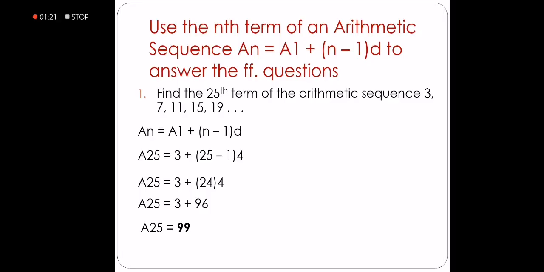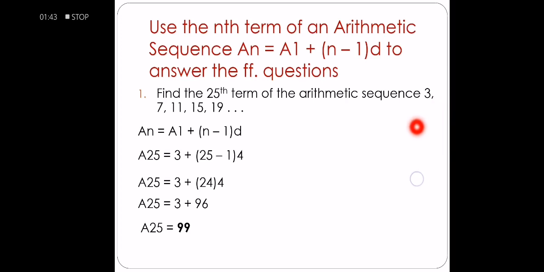Use the nth term of an arithmetic sequence a sub n equals a sub 1 plus the quantity n minus 1 times d to answer the following questions. Wag niyong kakalimutan yung nth term ng arithmetic sequence kasi yan lang yung gagamitin natin para masagutan natin yung iba't ibang tanong dito sa activity 10 ng module.